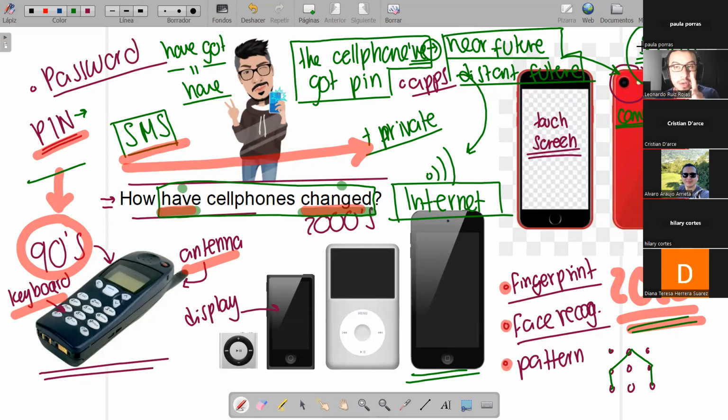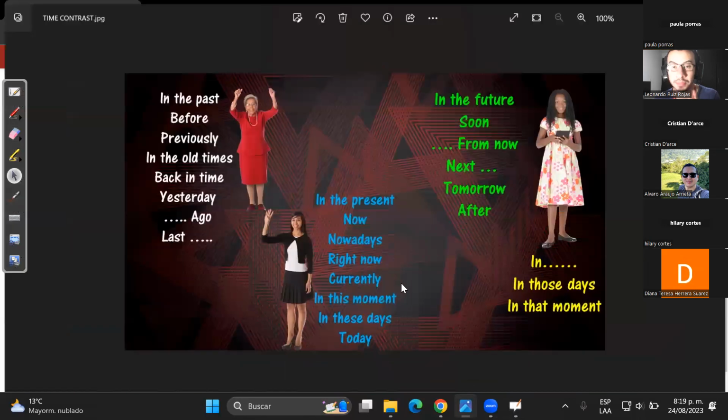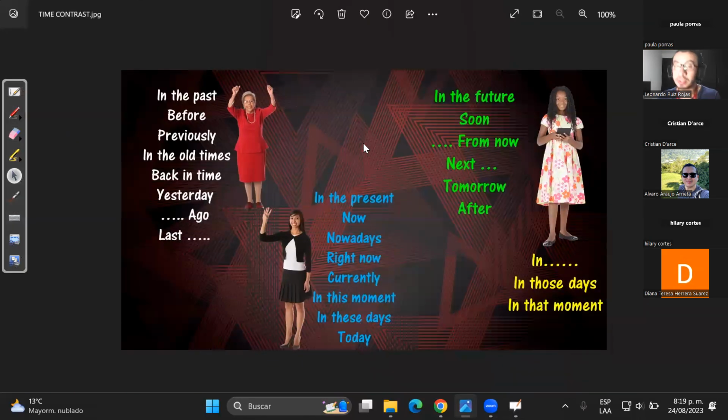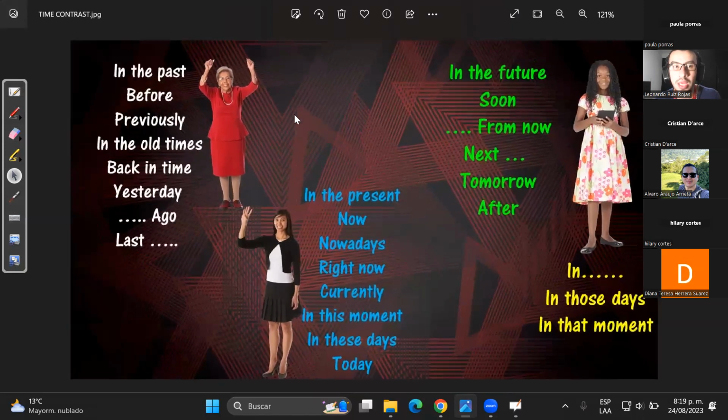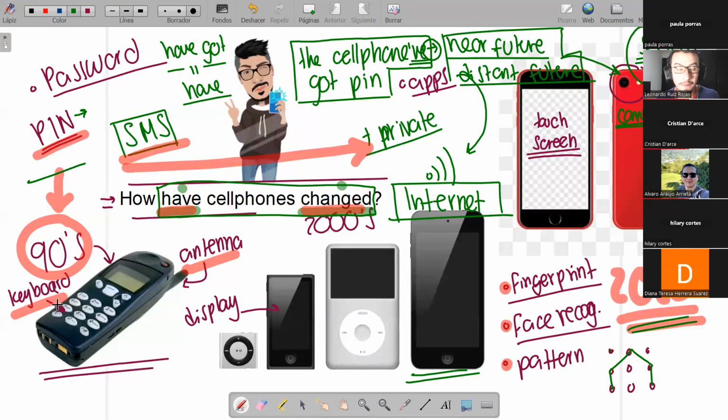So when we want to contextualize the person that is listening to me, my listener, I am going to have one resource, una herramienta, un recurso, and that is the time expressions, right? The time expressions we have for all different tenses, past, present, and future, are going to help me to contextualize the person if I am talking about the past, the present, or the future. For example, Christian told me at the beginning, teacher, in the past, the cell phones got keyboard, but nowadays they don't. Nowadays they have a touch screen.